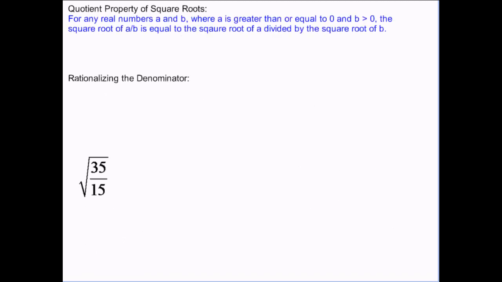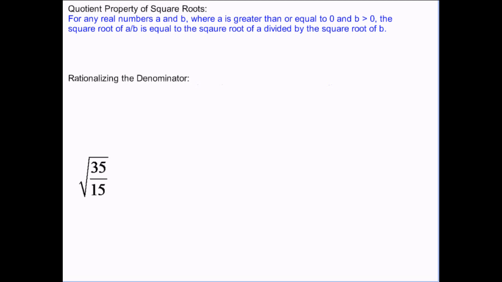The quotient property of square roots. The quotient property of square roots states that for any real numbers a and b, a has to be greater than or equal to 0, and b has to be greater than 0, can't be equal. Then the square root of a divided by b is equal to the square root of a divided by the square root of b.